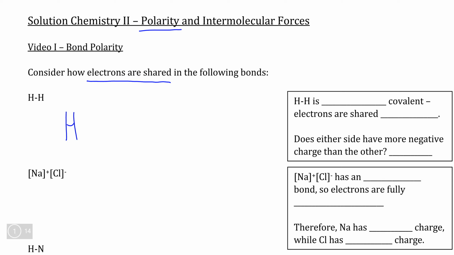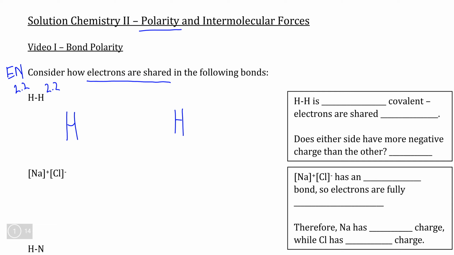If we remember that a bond is just a pair of electrons that are shared, we can look in more detail about how those electrons are shared, which is based on electronegativity. Remember that electronegativity is a measurement of how strongly an element is able to attract electrons. So hydrogen's electronegativity, if we look on the periodic table, is approximately 2.2, which means that this other hydrogen also has an electronegativity of 2.2.